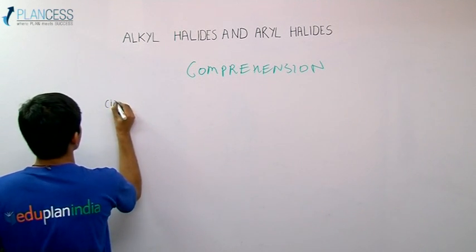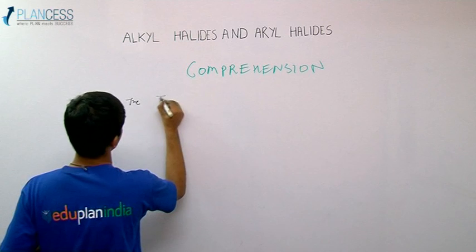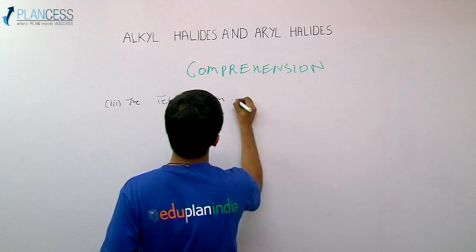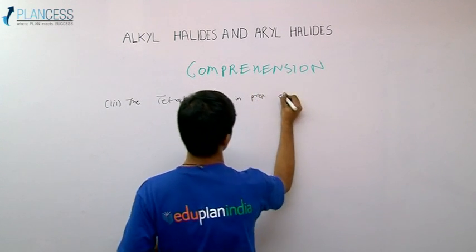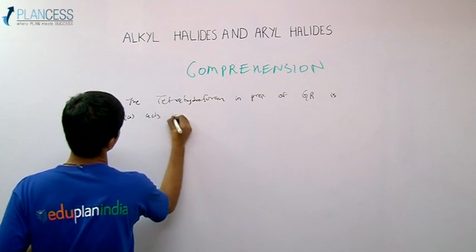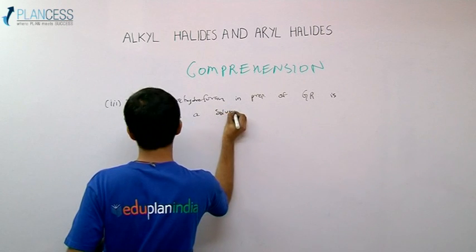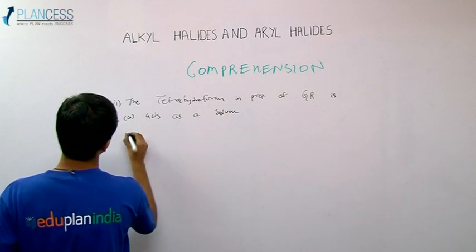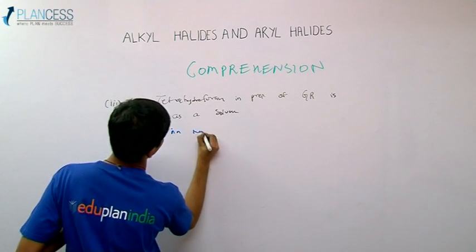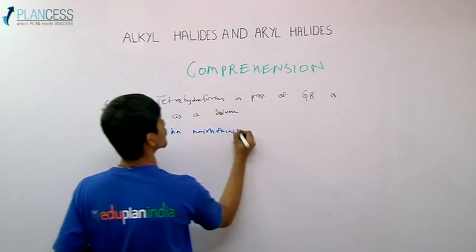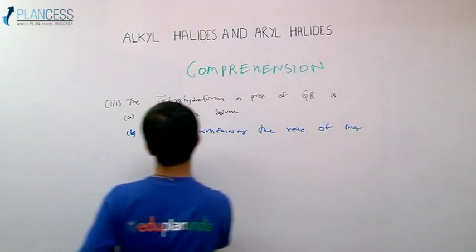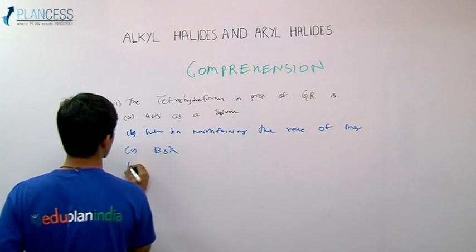The third question says that the function of tetrahydrofuran in the preparation of Grignard reagent is: first one, acts as a solvent; second one, it helps in maintaining the reactivity of magnesium; C, both; and D, none of the above.